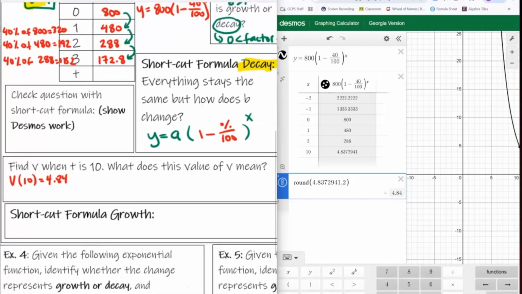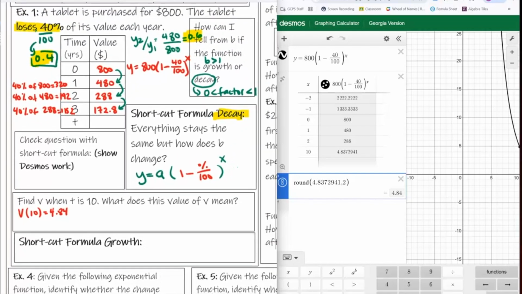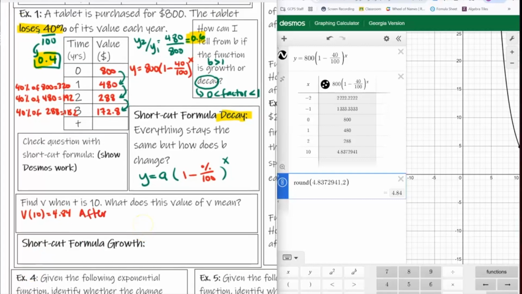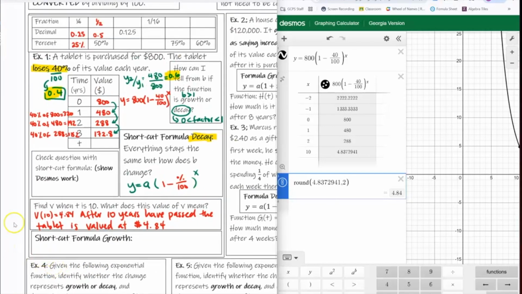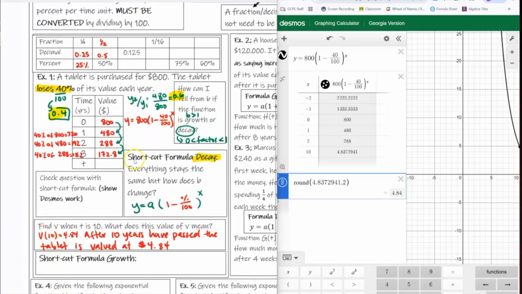And I'm going to explain what this means in the context of the problem. So this is a tablet that is worth $4.84 after time, which is going to be each year. So after 10 years have passed. So this is going to say after 10 years have passed, the tablet is valued, or you can say worth, doesn't matter, at $4.84.